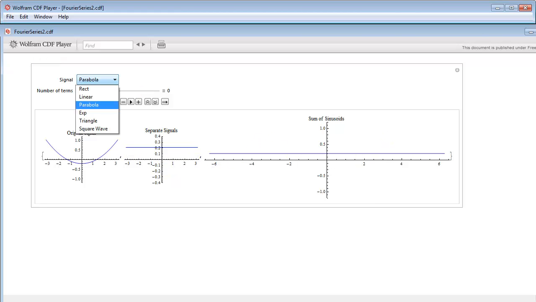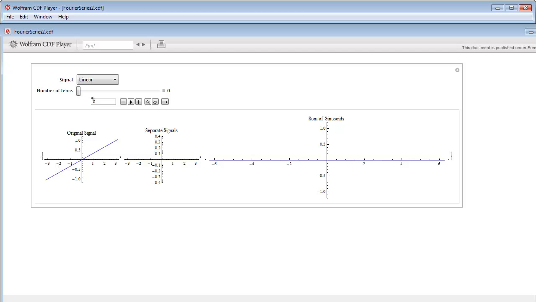Let's do another one here. We'll do the linear. There we go. All right, here's the linear function. Add in some sinusoids. Yeah, it's starting to look linear with one sinusoid. Once you add more, you get it to straighten out. Okay.